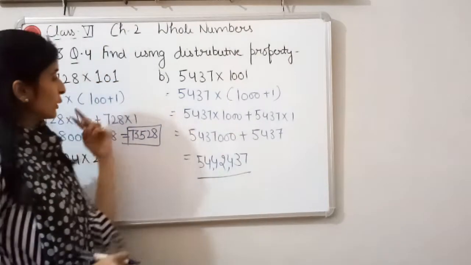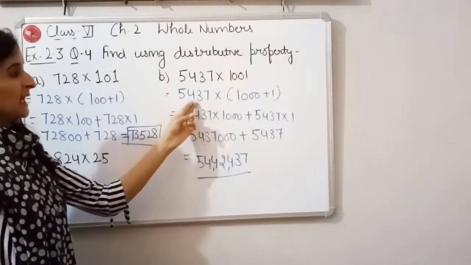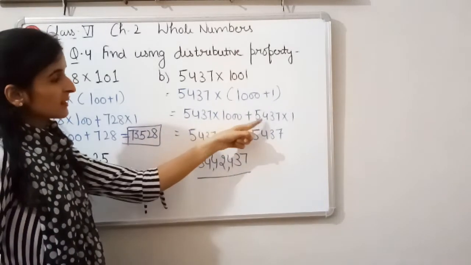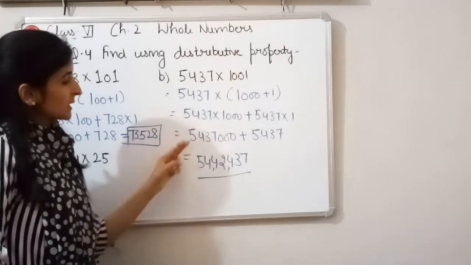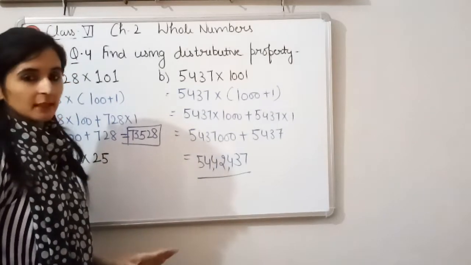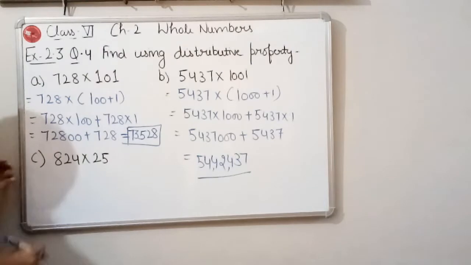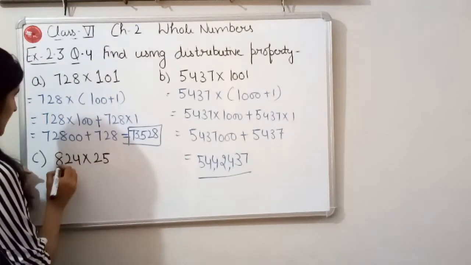What we have done? We have just followed the same method. A multiplied by (B plus C) is equal to A multiplied by B plus A multiplied by C. Then we have added them together. Fine. Now let's come to C part. C part is again same like A and B part.